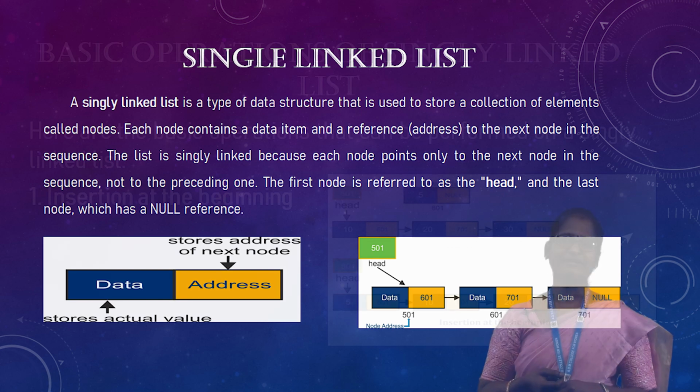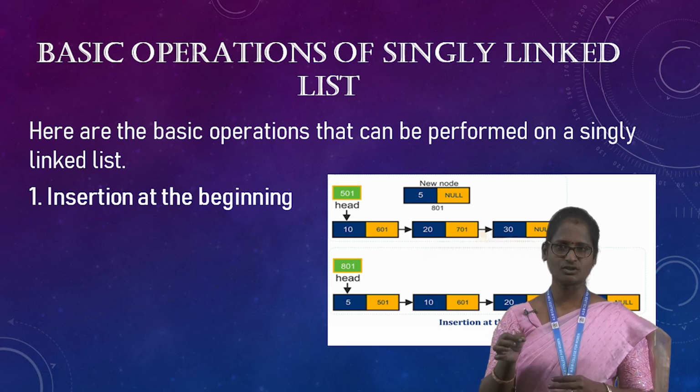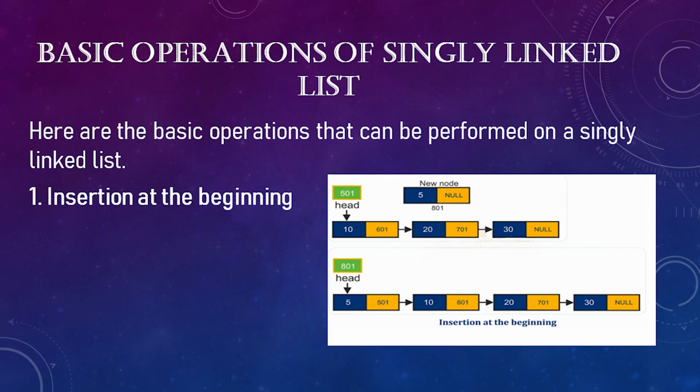Basic operations of a singly linked list. Here are the basic operations that can be performed in a linked list. The first one is insertion at the beginning. How to insert a node at the beginning? In the diagram, the new node 5 is inserted at the beginning position.